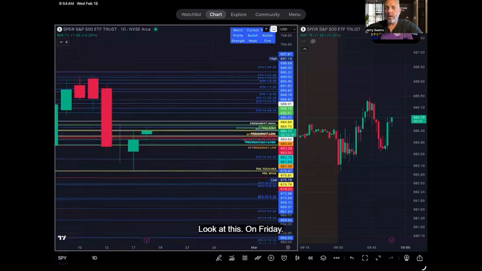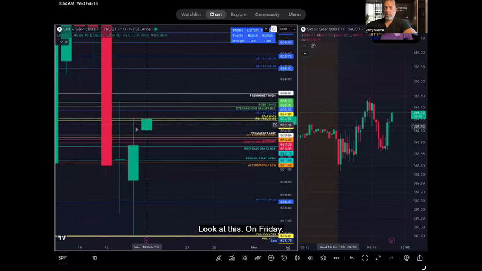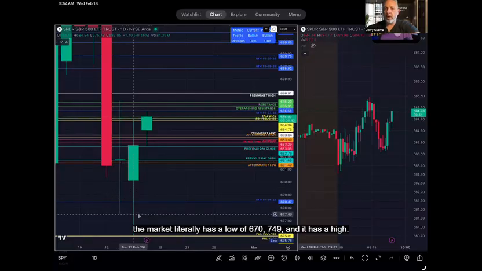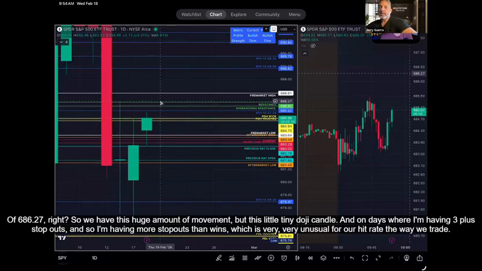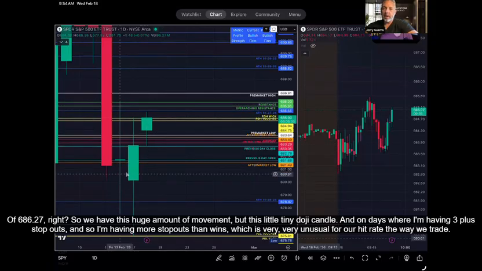On Friday, the market literally has a low of 677.49 and a high of 686.27, right? So we have this huge amount of movement, but this little tiny doji candle.